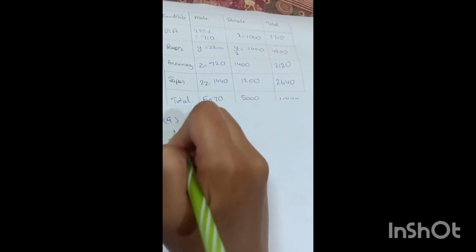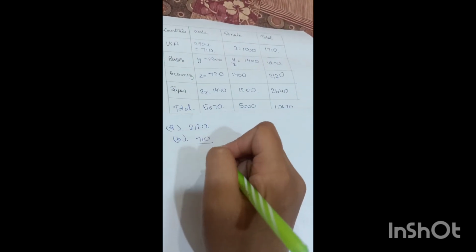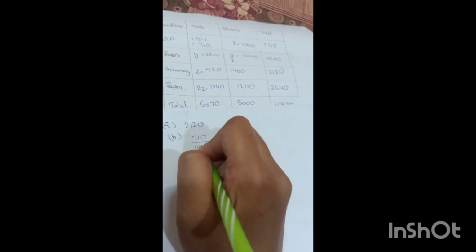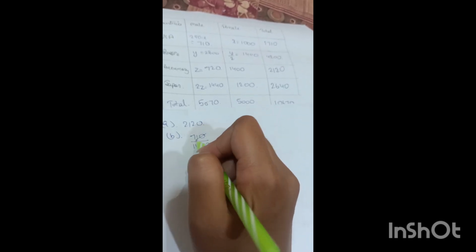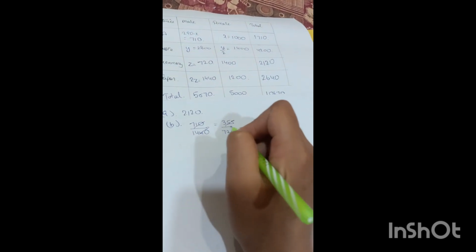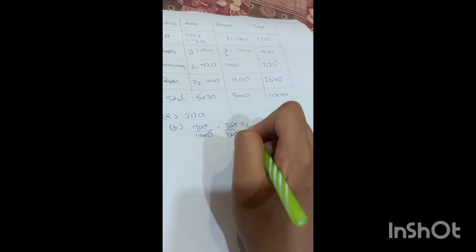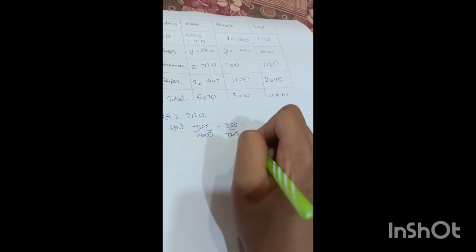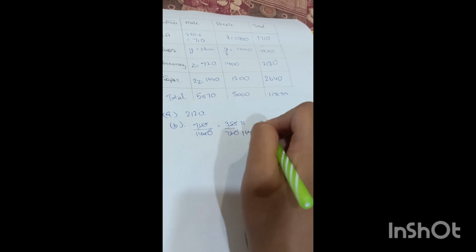Now let's solve the question. So first question is, find the total number of male and female from Germany. So Germany's total will be 2120. So the ratio of total number of males from USA and from Japan. Okay, males from USA is 710 and males from Japan is 1440. And if we cancel it out, we'll get the value like this. So you'll get this value.